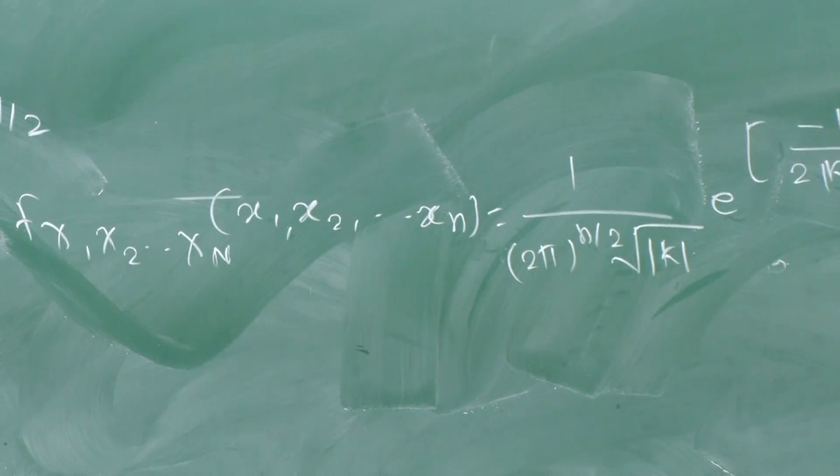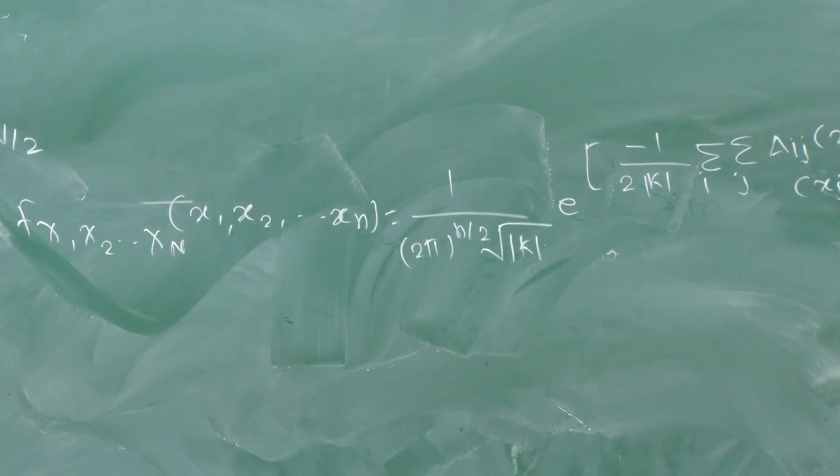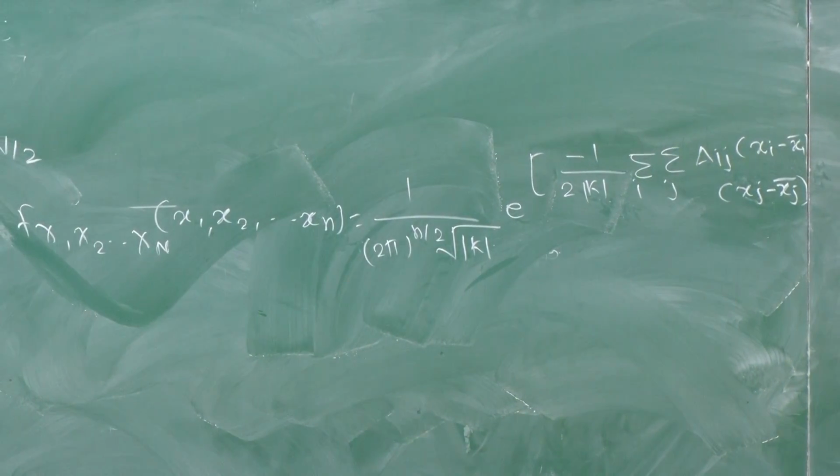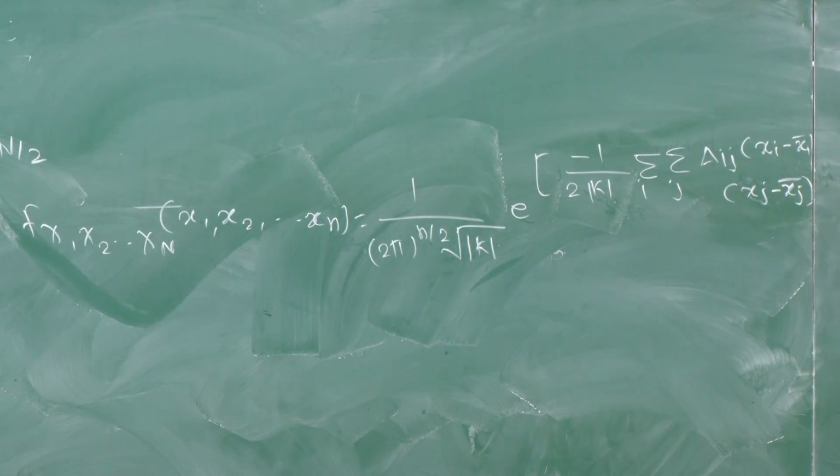This is covered in Gaussian random process. The joint probability density function for Gaussian random variables is equal to 1 by 2 pi raised to n by 2 into root of mod of K. Here K is nothing but your covariance matrix, into e raised to minus 1 by 2 into mod or determinant of K, summation over j and summation over i, xi minus xi bar into xj minus xj bar.